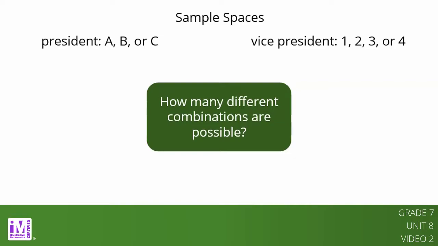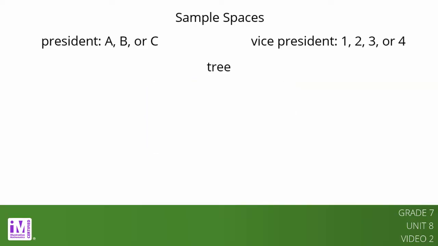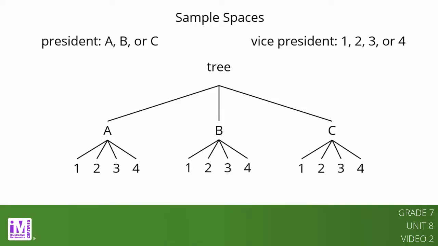Sometimes we need a systematic way to count the number of outcomes that are possible in a given situation. We can use a tree, a table, or an ordered list to count the different combinations for this situation. For a tree, we can start with a branch for each of the people who want to be president. Then, for each possible president, we add a branch for each possible vice president. Each branch represents an outcome.